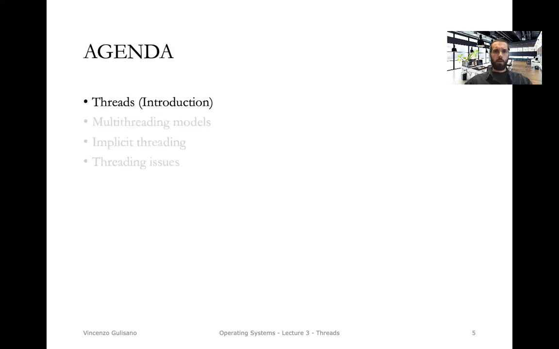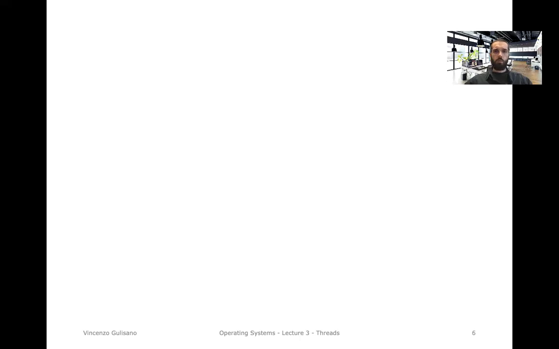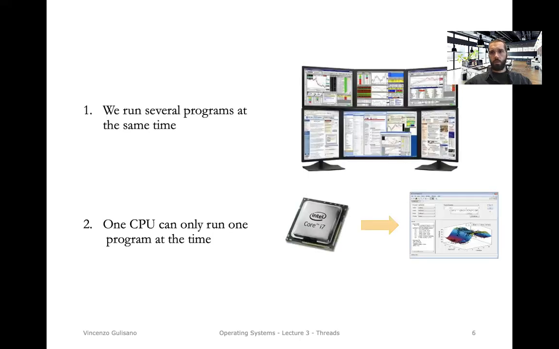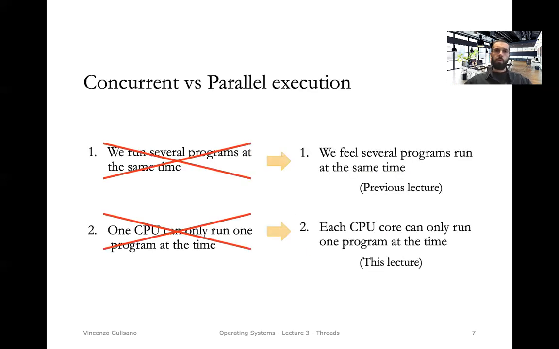threads. And actually, what I'm going to do is to go back to a slide I showed you in the processes lecture. Okay, so we had these two sentences. We run several programs at the same time, and one CPU can only run one program at the time. And I mentioned before that these two sentences are not really correct, meaning they're not completely wrong, but if you want to be precise, especially in the context of this course, you probably want to say that we feel several programs run at the same time.